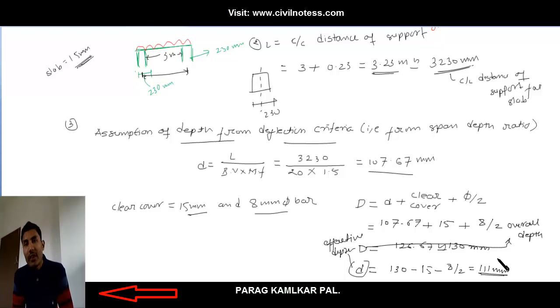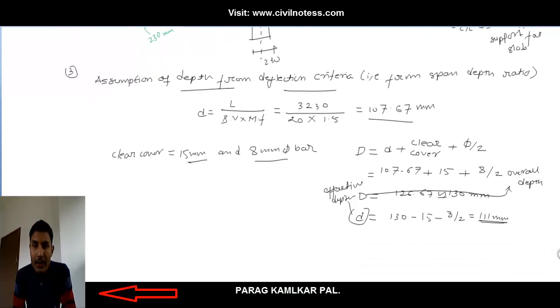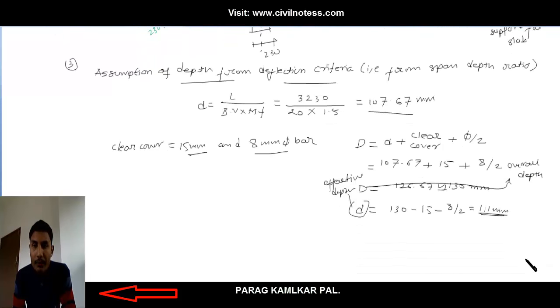Okay, so this is what d is, the effective depth, and capital D is the overall depth we got. Now after that we are going to define the effective length for a slab, which is really very important.